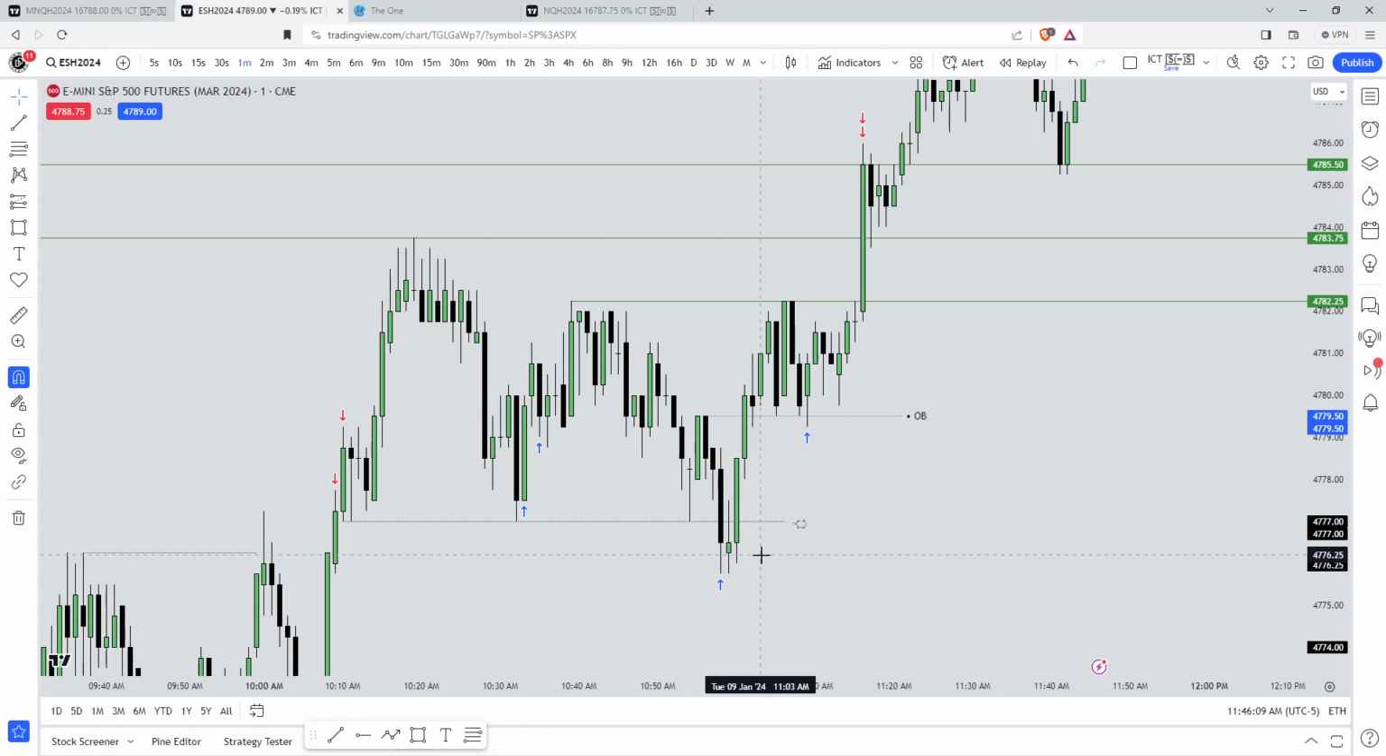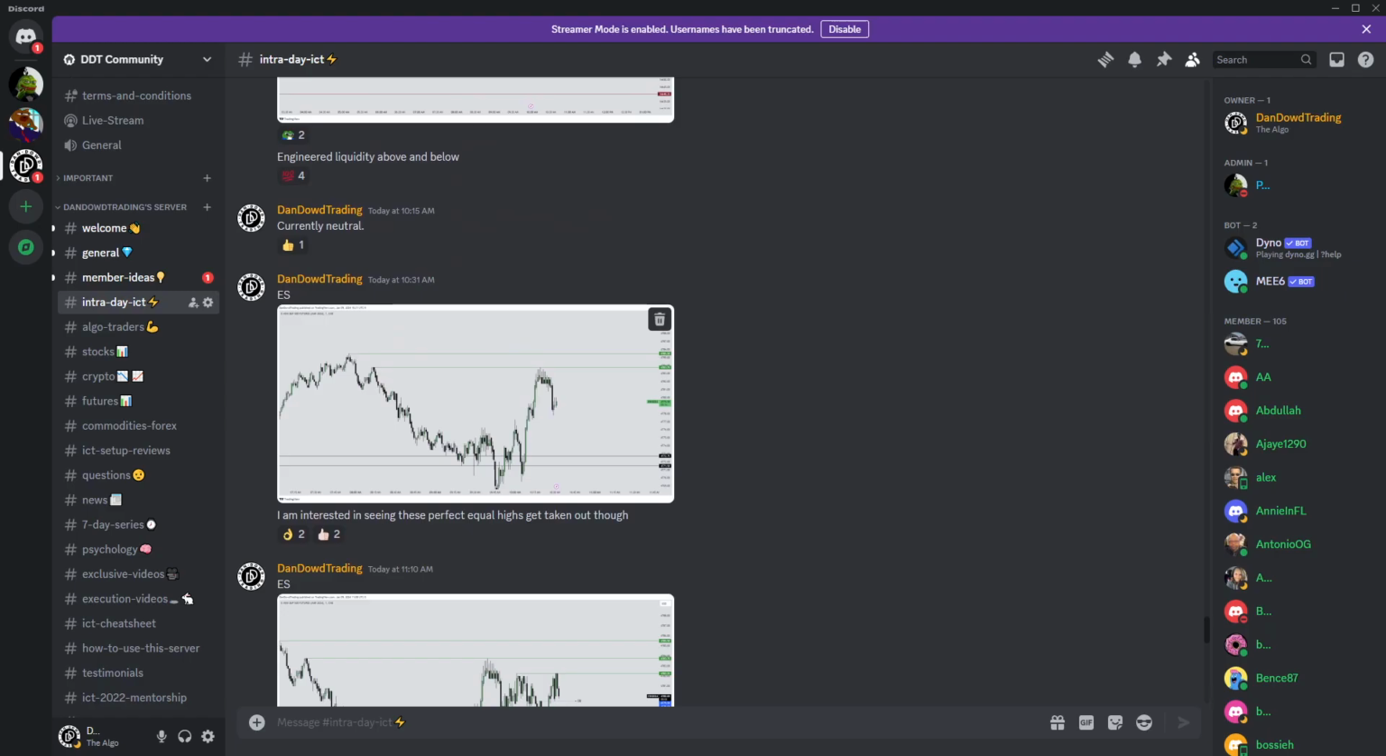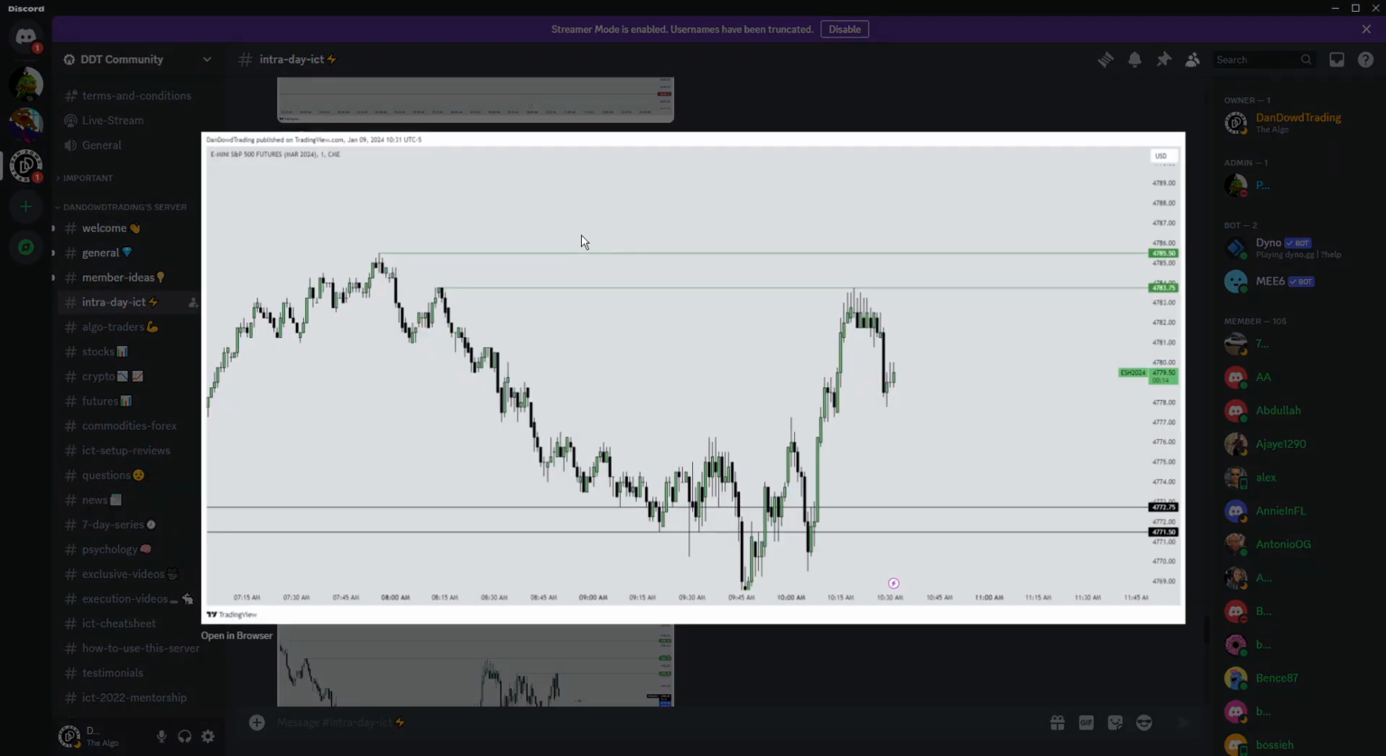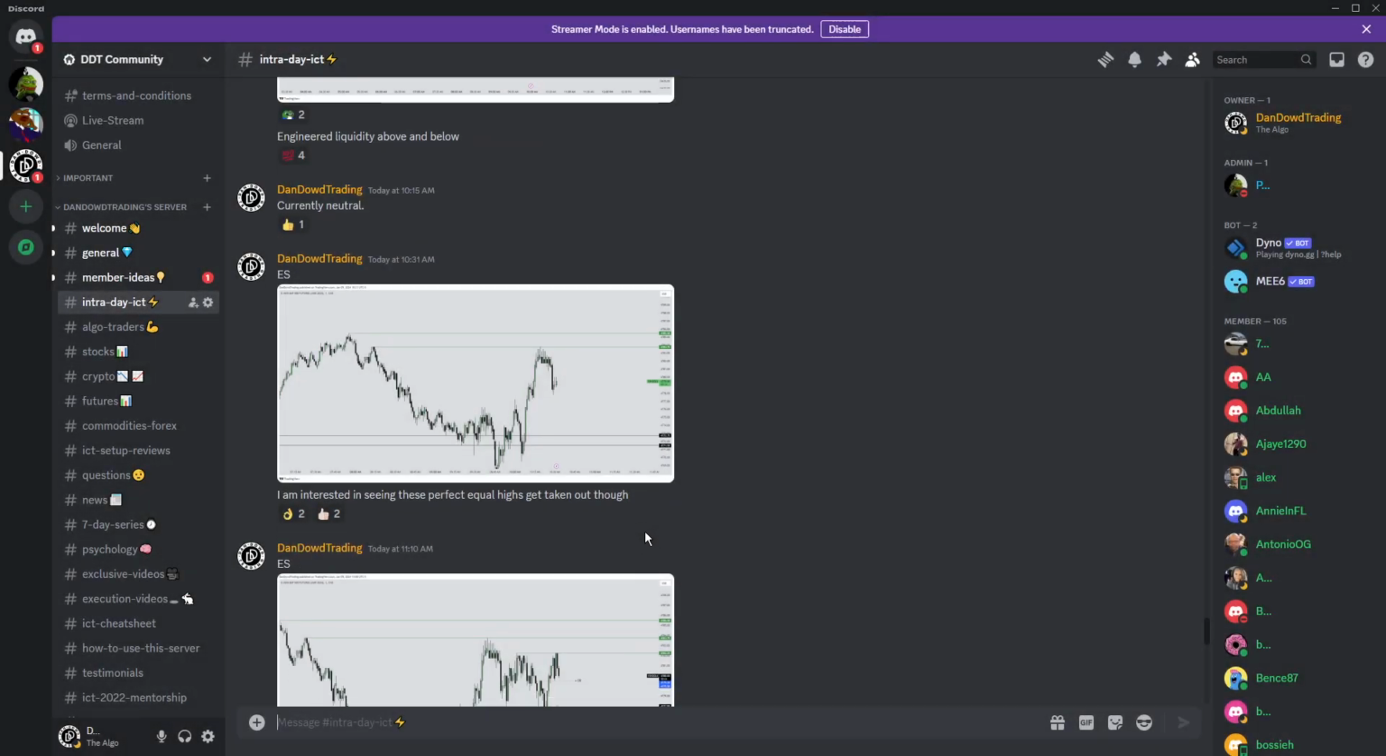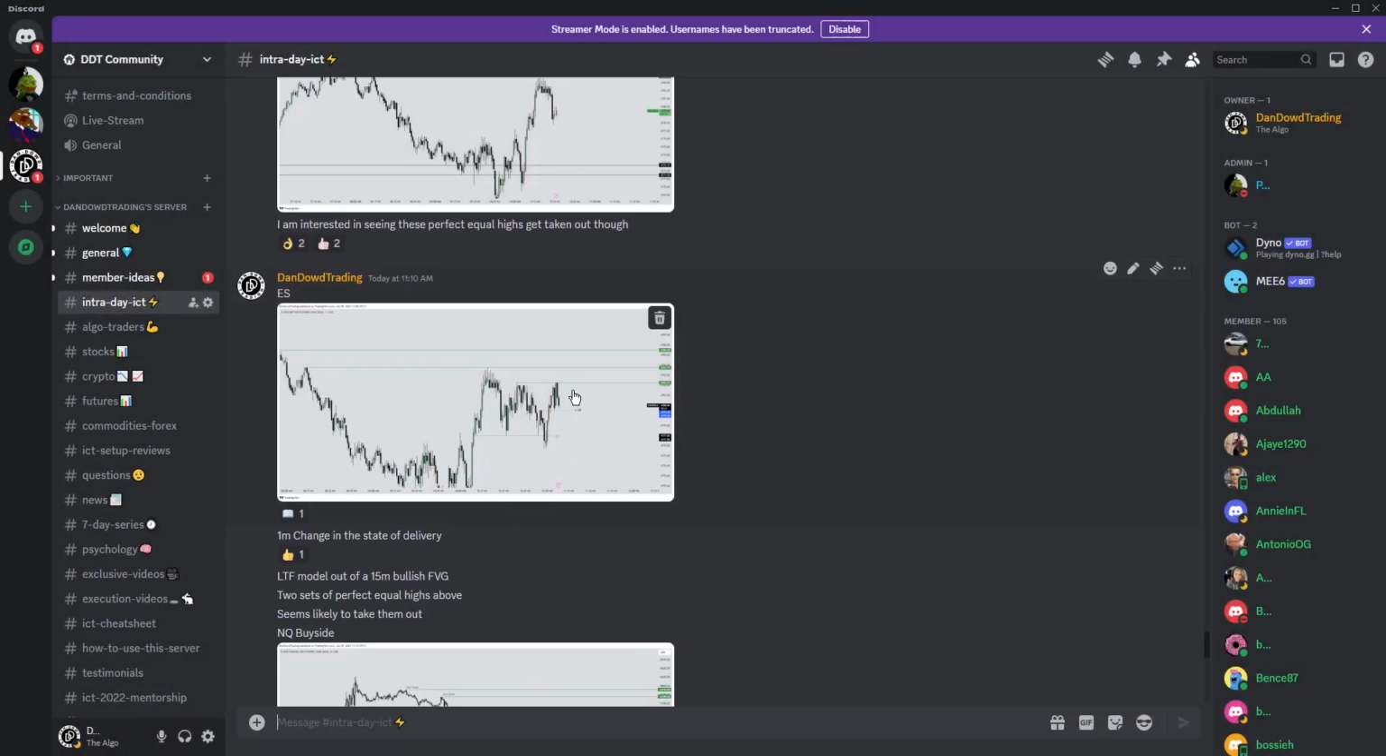Because at this point, I don't want to see it return back lower because it already took out the sell stops and expanded higher. So I want to show you guys how I did alert this to Discord members today. You can see on the S&P 500, I said I am interested in seeing those perfect equal highs get taken out. They were just way too clean. You could see that price started to expand towards there.